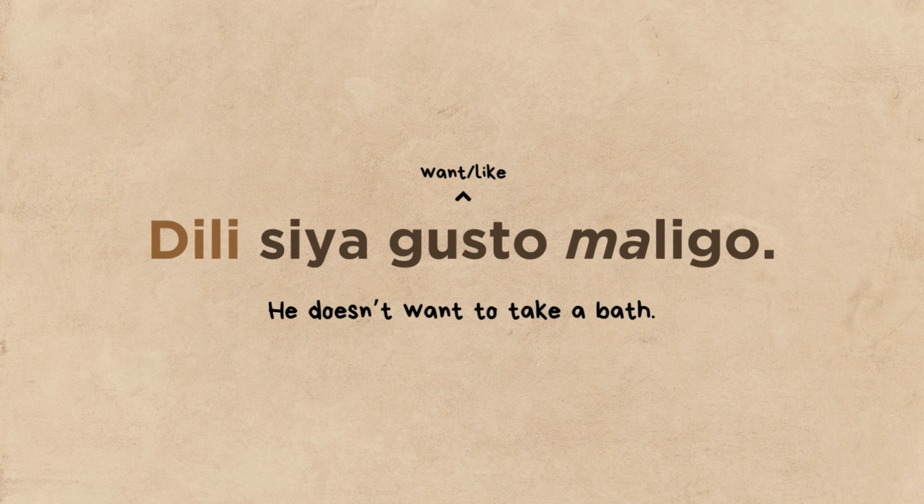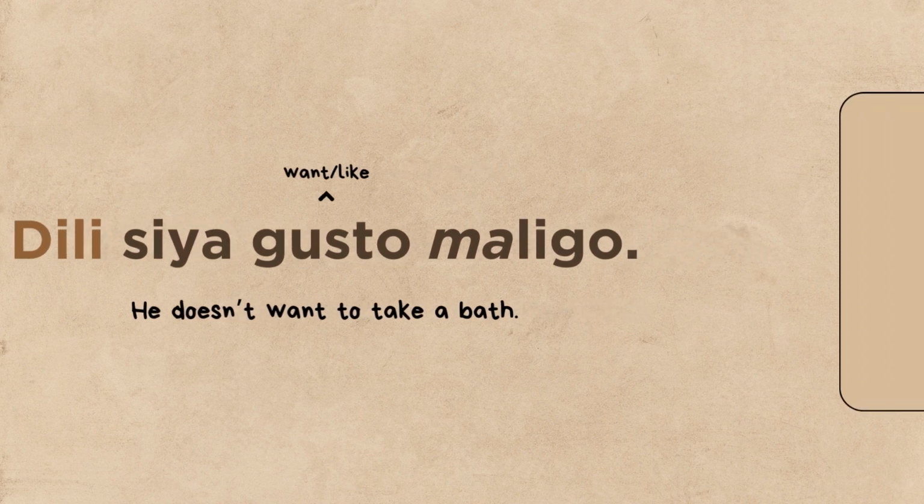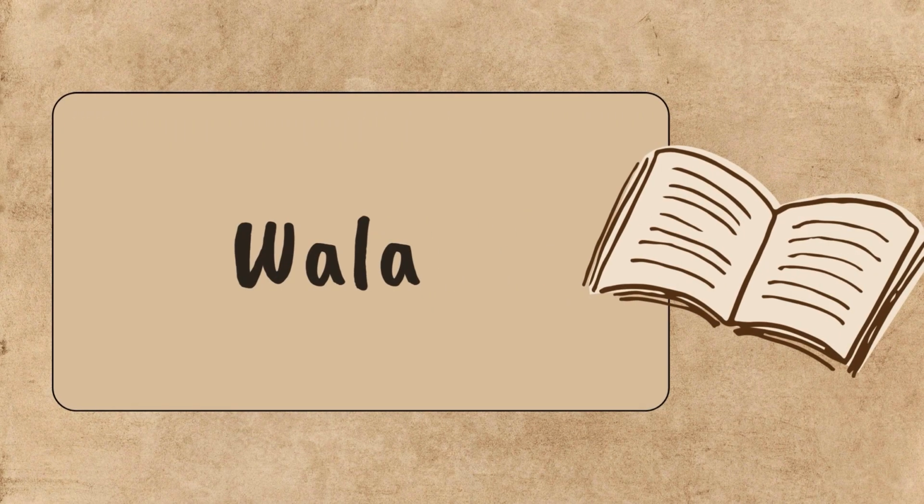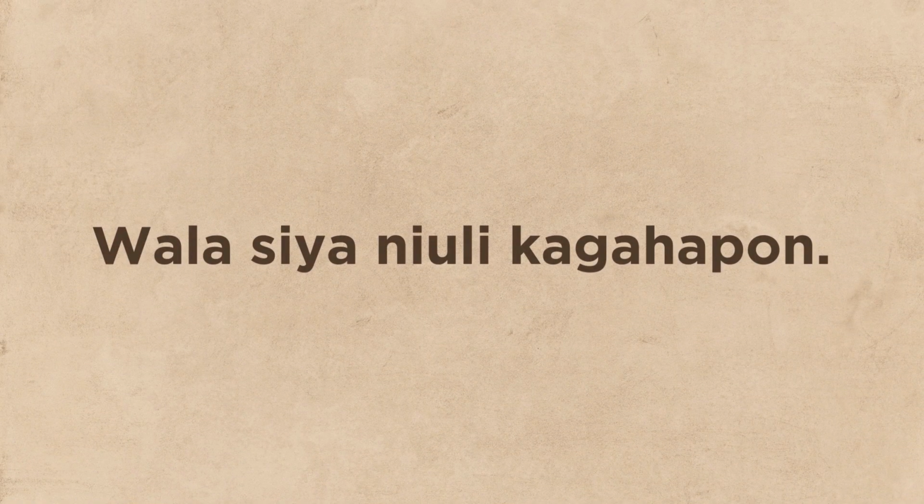If dili negates future action, which negator should we use if you want to negate a past or ongoing action? That's right, the word wala. The negator wala denies the existence of past or ongoing actions. For example, wala siya niuli kagahapon. Kagahapon, or sometimes shortened to kahapon, means yesterday.